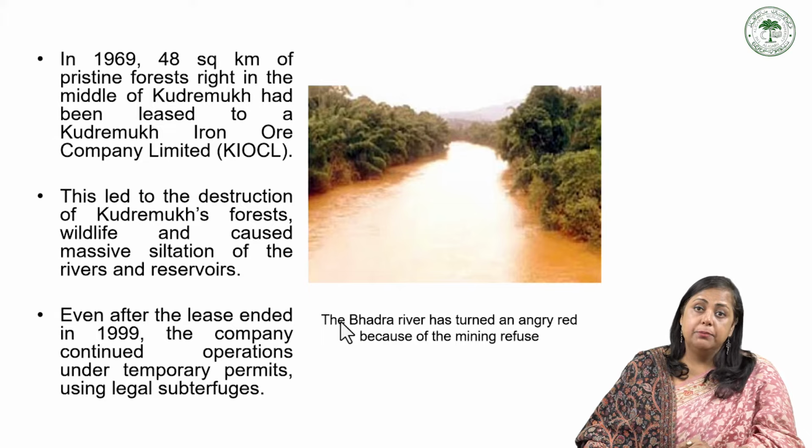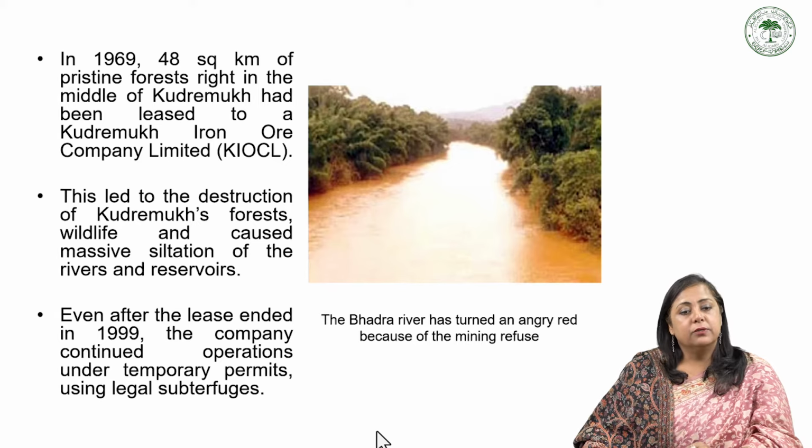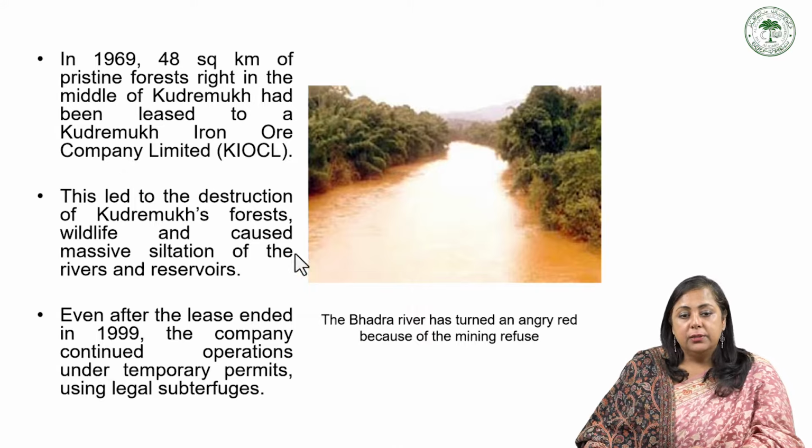However, in 1969, much before the declaration of the area as a national park, 48 square kilometers of the pristine forest right in the middle of Kudremukh had been leased to the Kudremukh Iron Ore Company Limited, also known as KIOCL. This led to the destruction of Kudremukh's forest and wildlife, and caused massive siltation of the river and reservoir. Even after the lease ended in 1999, the company continued operation under a temporary permit using legal subterfuges. So this picture is actually showing the status of the Bhadra River in the Kudremukh.